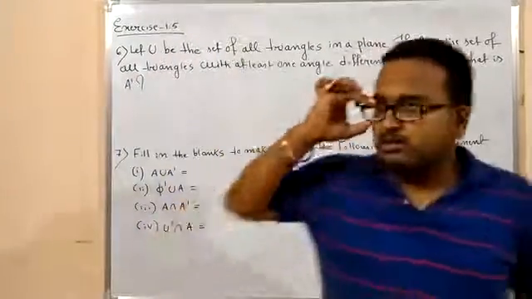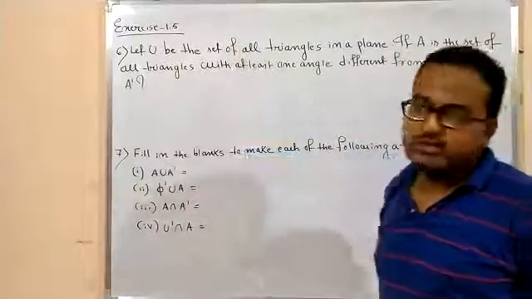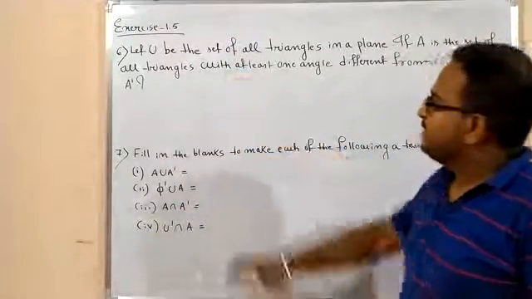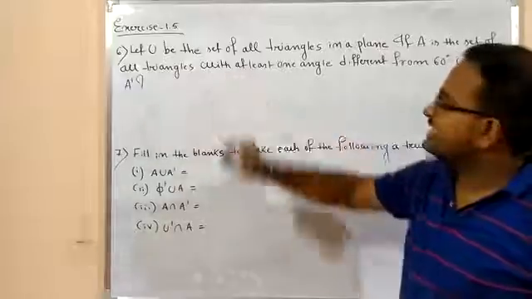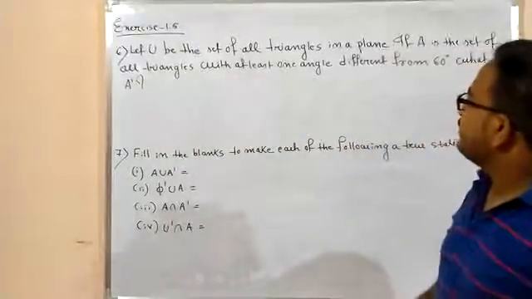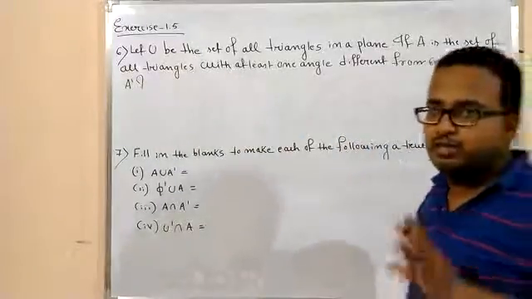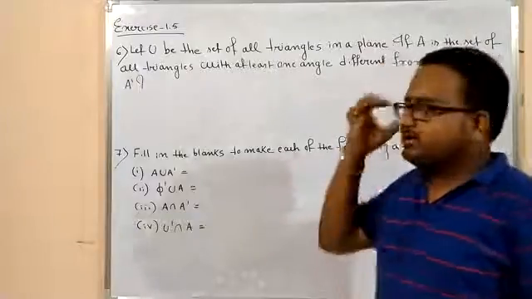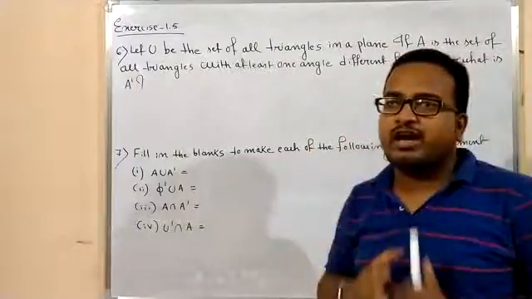Hello everyone. These are the last two questions of your exercise 1.5. So let us discuss one by one. Number 6 is, let U be the set of all triangles in a plane. That means U is the universal set which contains all the triangles of the plane.